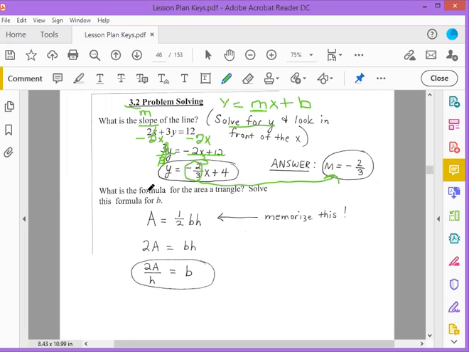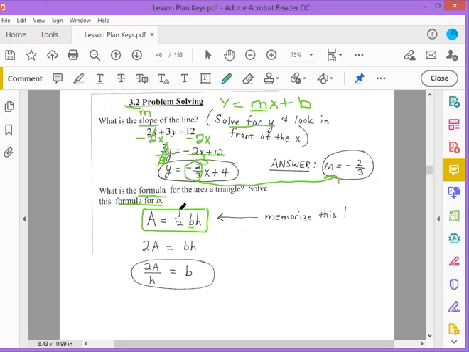The next problem, what is the formula for the area of a triangle? And then we're going to solve that formula for b. So the formula for the area of a triangle is 1/2 base times height. 1/2, this b stands for base, h stands for height. Now when we solve this equation for b, you see where b is, it's on the right side of that equal sign. So we need to get rid of the terms that are surrounding b.